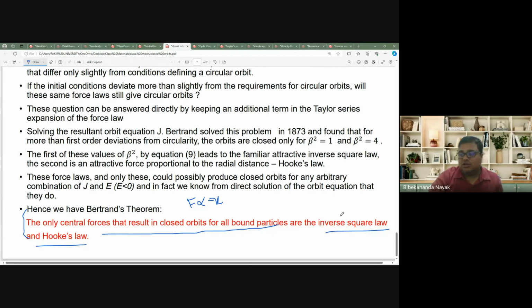So these two laws give you a closed orbit. One is your inverse square law, the motion of the planet and sun, and another is your Hooke's law. This is about this topic. Next we have scattering.